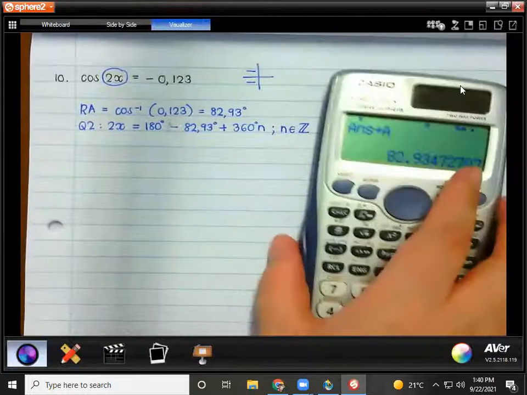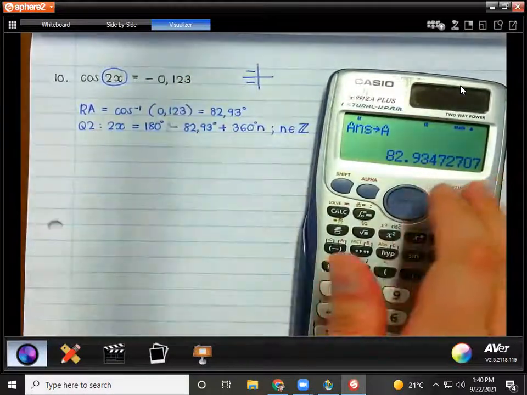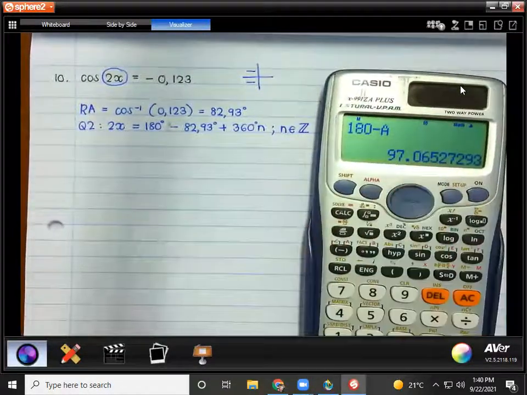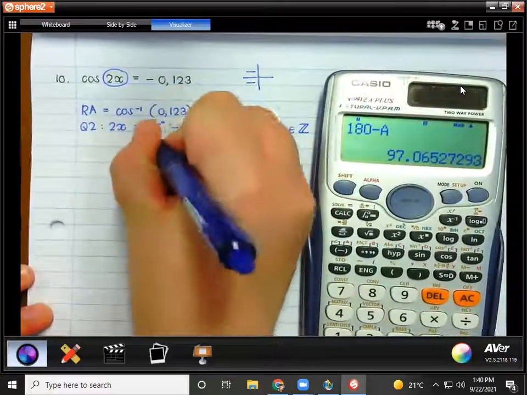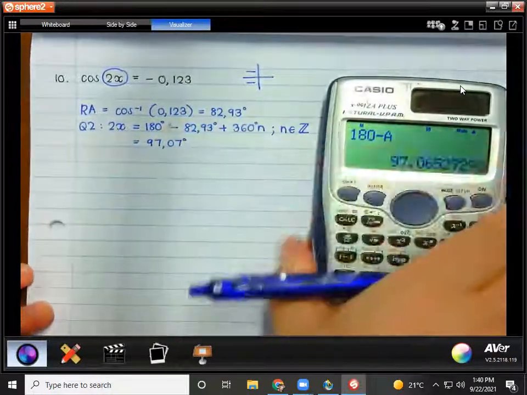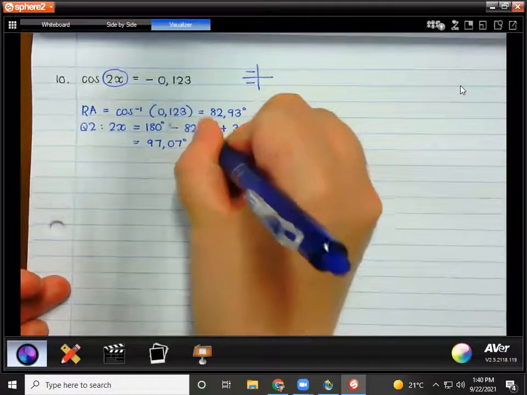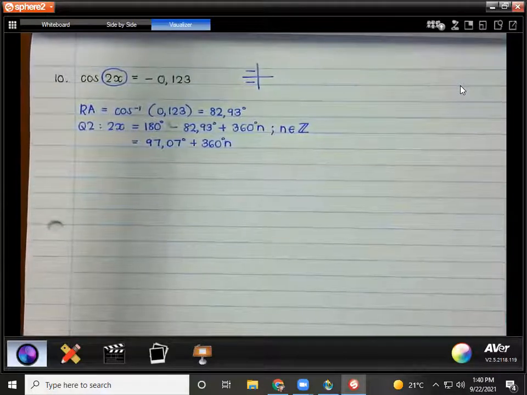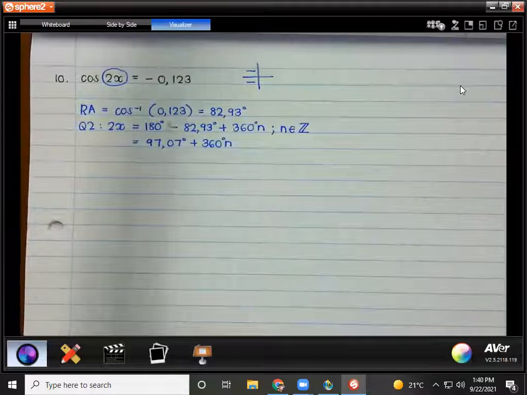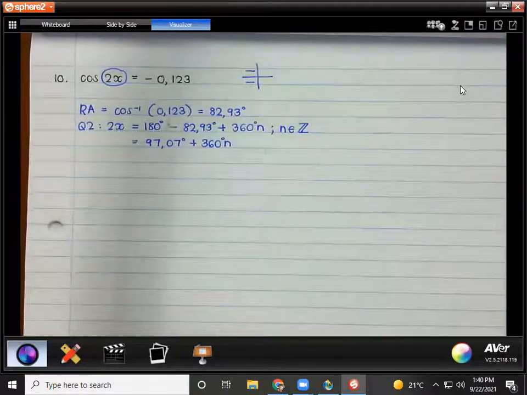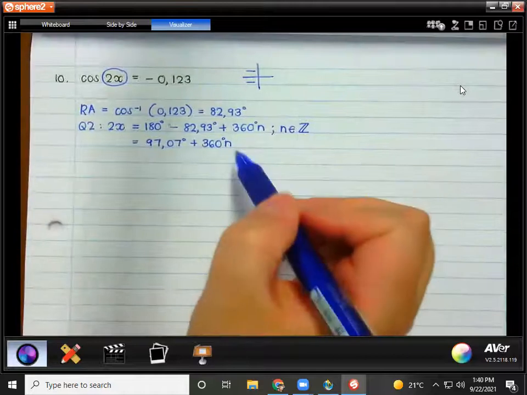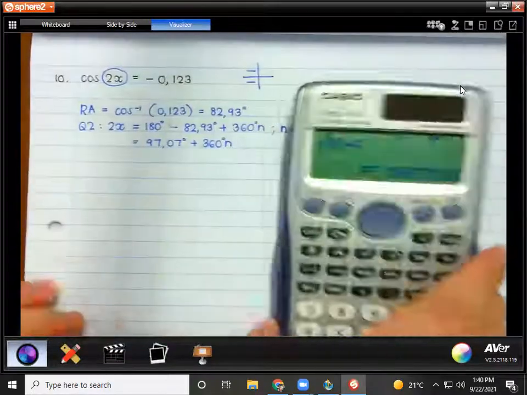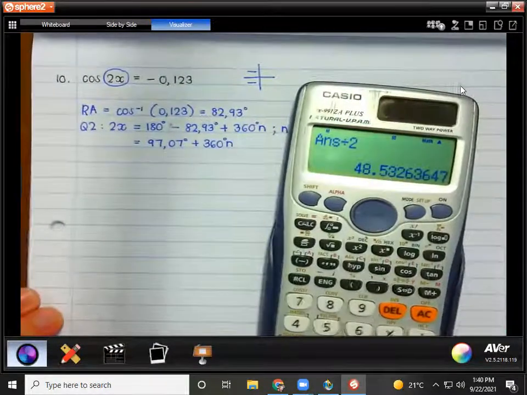Okay, guys, I just saved this as A quickly because I'm going to have to use it for 180 minus and 180 plus. So 180 minus A is that. I'm just going to write that quickly: 97.07 basically, plus 360n. But we have to solve for x, right? What we have here is 2x. So now I'm going to have to divide every single term by 2, including the 360n. Okay, that's very important. So now this value divided by 2 is 48.53.